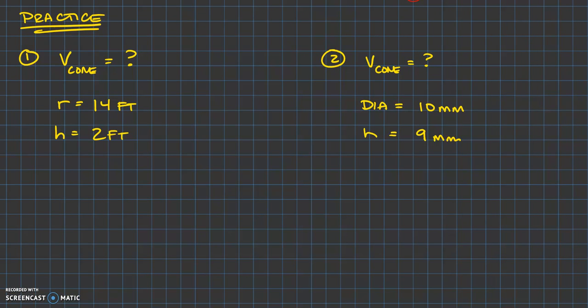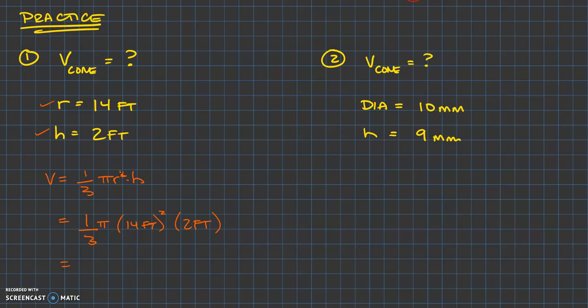All right, so we've been given a radius of 14 feet and a height of 2 feet. We know our formula for the volume of a cone is 1/3 pi r squared times h. And so we're going to substitute 1/3, there's our pi, our radius is 14 feet, and we're going to square the radius. The height is 2 feet.